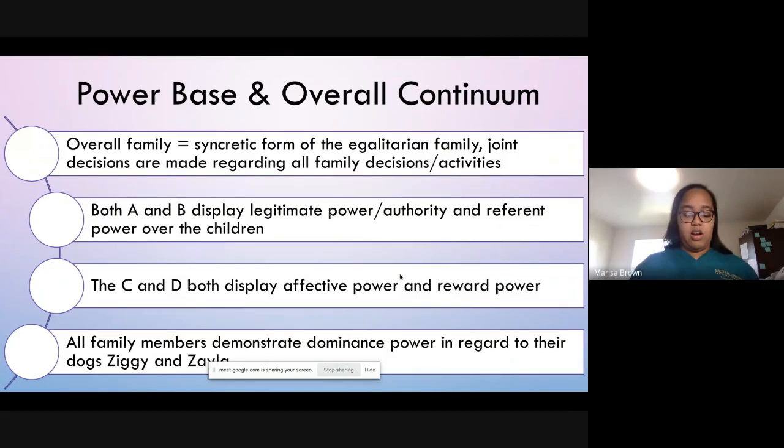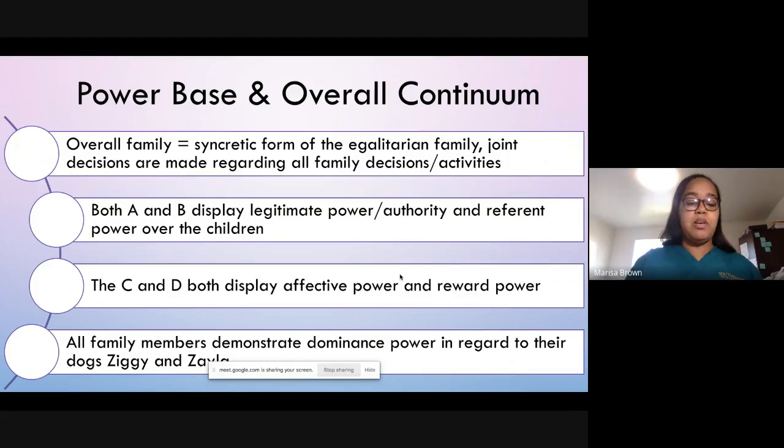Power base and overall continuum. The overall family power is a synchronous form of the egalitarian family. Joint decisions are made regarding all family decisions and activities. Both A and B display legitimate power/authority and reverence power over the children. The parents want to be the role models for their children and on how to be good people in this world and have the right to control their children's behavior to achieve that.